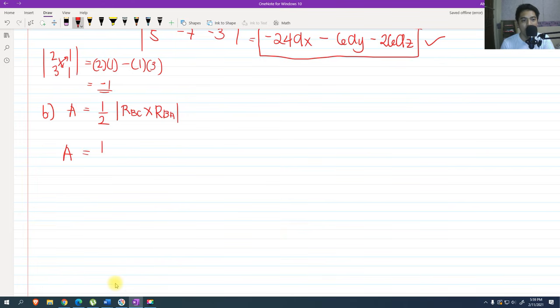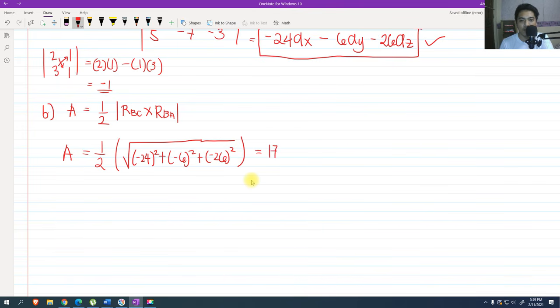So if we do that, we have 1/2 multiplied by the magnitude of the cross product of R_BC and R_BA, which is this. So we have negative 24 squared plus negative 6 squared plus negative 26 squared. So if we do that in our calculator, we get 17.94 square units as our answer. Square units, because we don't have any units here. So that must be our area. So the cross product is useful for getting the area.